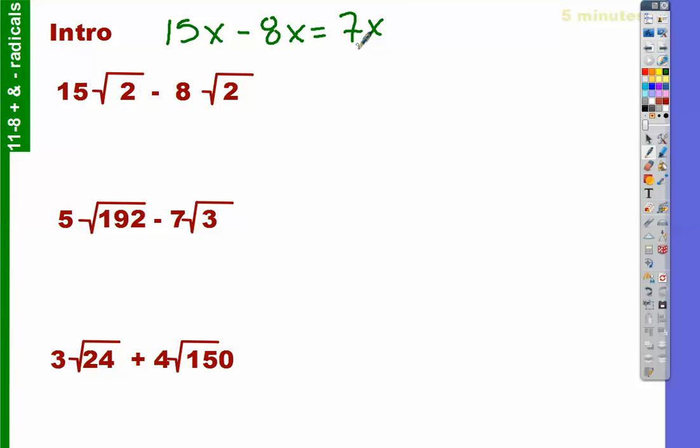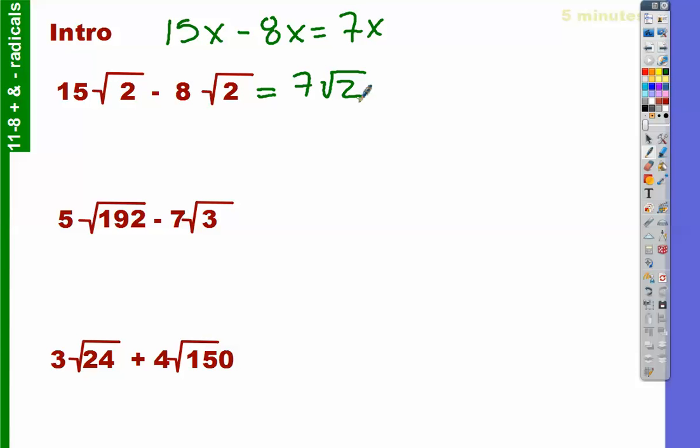Well, the same thing applies here. If I have 15 times the square root of 2 minus 8 times the square root of 2, I have 7 times the square root of 2. And that's it. So that's the most basic problem that we could talk about. If it was addition, you just add them, obviously. And we can get a little more complicated from here.